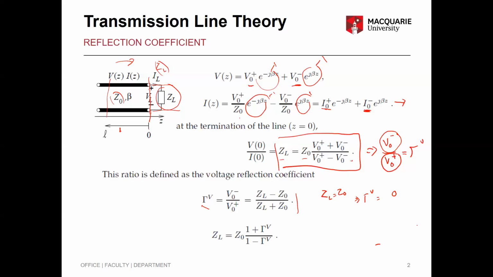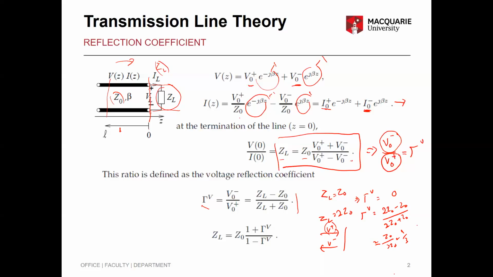Now, say Z load equals 2 Z0. Then tau V would be 2 Z0 minus Z0, divided by 2 Z0 plus Z0. So that's going to be Z0 over 3 Z0, which is 1/3. That means the reflected voltage amplitude is 1/3 of the incident voltage that comes into the interface. So you get 1/3 of the voltage value reflected towards the source.